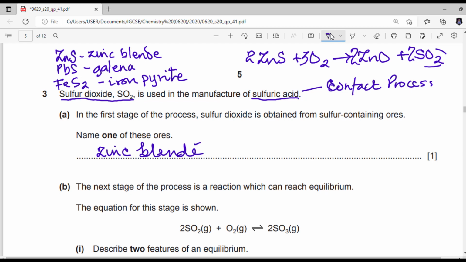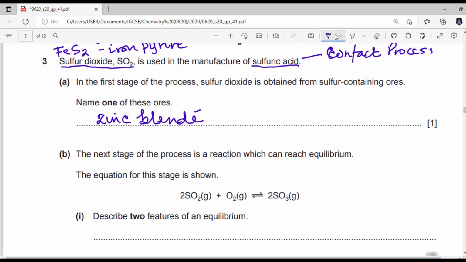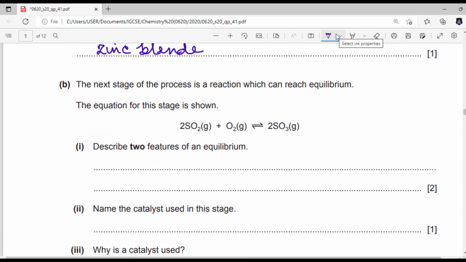Fine. The next question says the next stage of the process is a reaction which can reach equilibrium, right? Let's underline the keyword here, equilibrium. Fine. The equation for this stage is as shown on the screen. Now, what is equilibrium? That's the first thing we should answer before we answer this question: describe the features of an equilibrium.